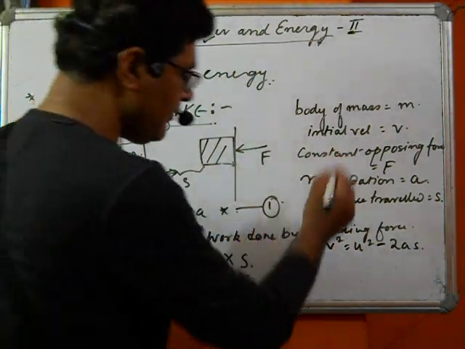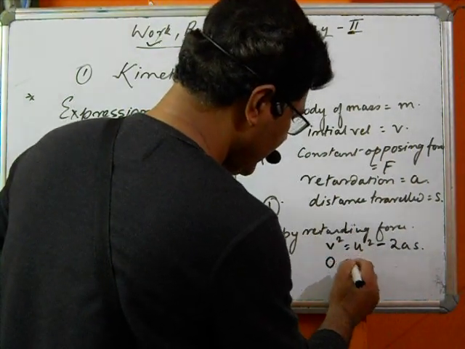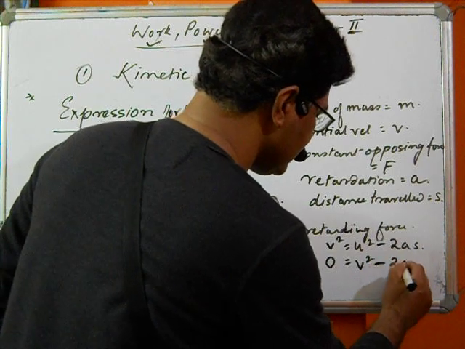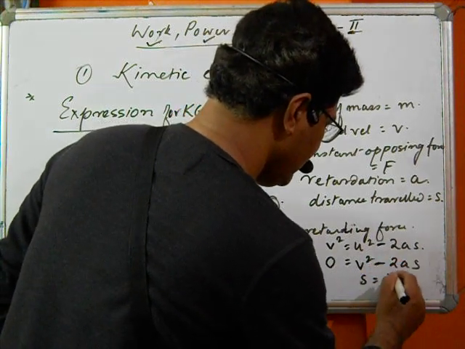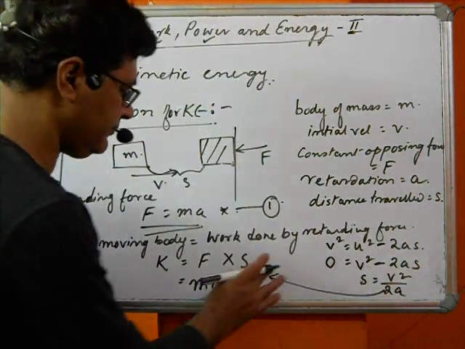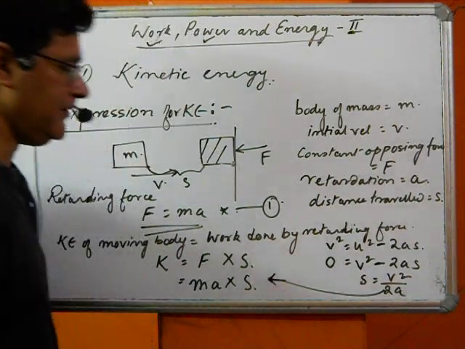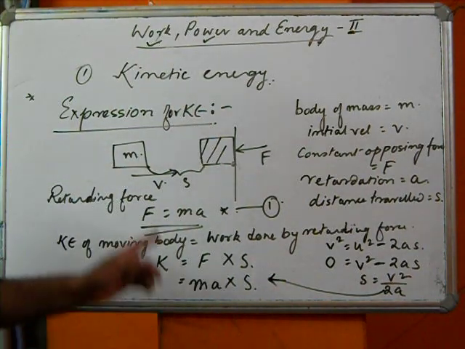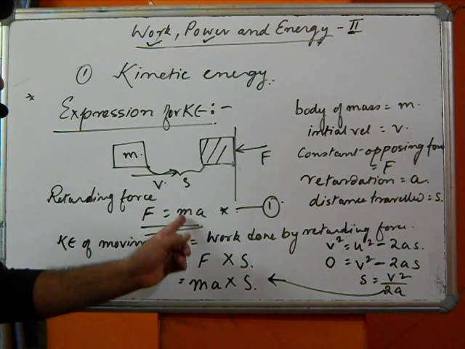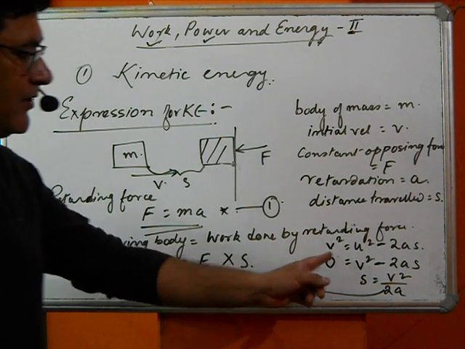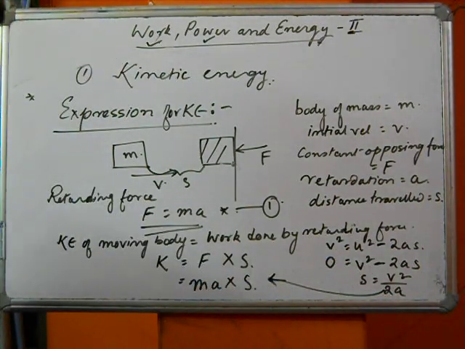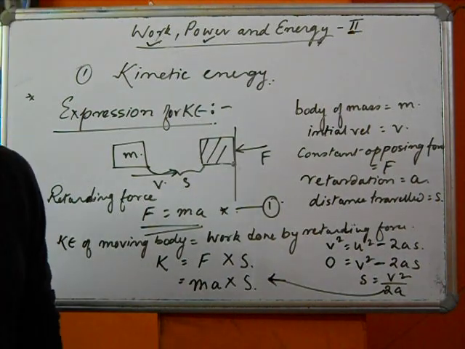Clear? So final velocity of the body is 0. Initial velocity was V. So 0 equals V square minus 2AS. So AS will be V square by 2A. If K equals F into S, F equals m a, and from here I got S. So S equals V square by 2A, and I replace it over here.